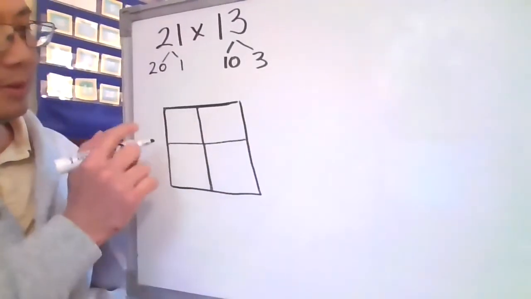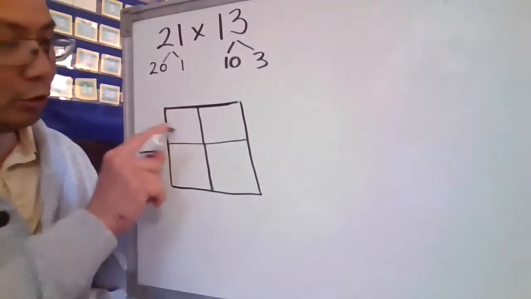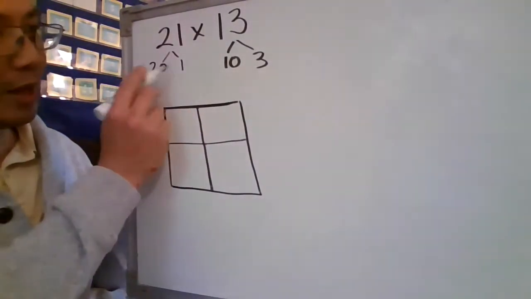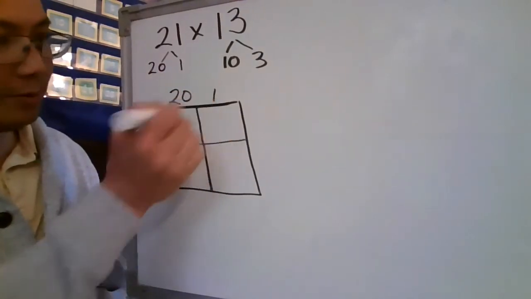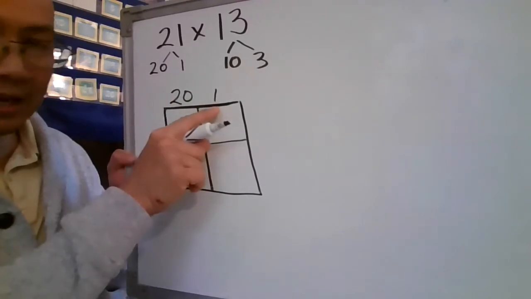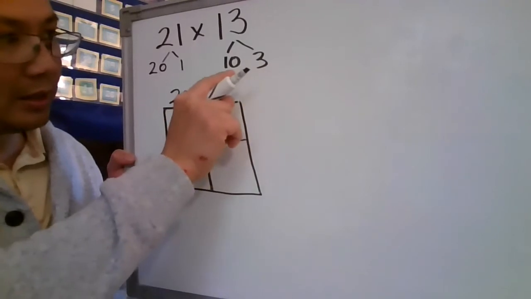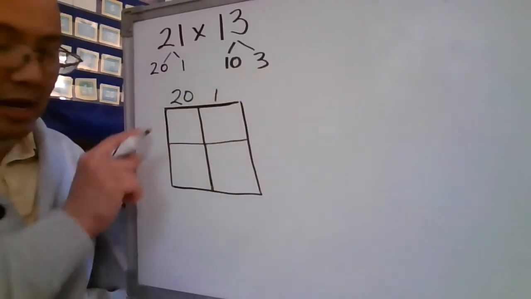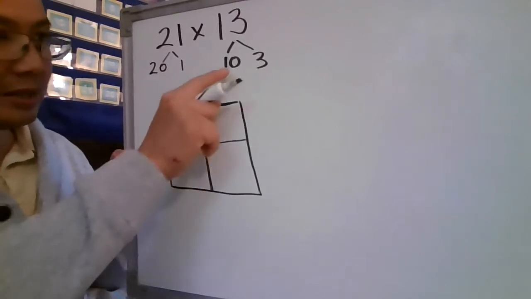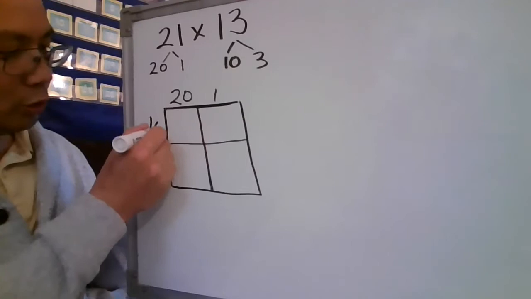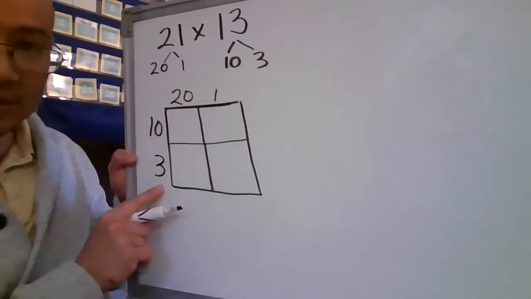When I multiply numbers, I want to place my big, large numbers closest to the top. I'm going to put 20 and 1 to my top layer, 20 and then 1. Now my next step is to use the numbers 10 and 3 and use the same model, but this time going up and down. 10 goes closest to 20, and then 3 comes down here.